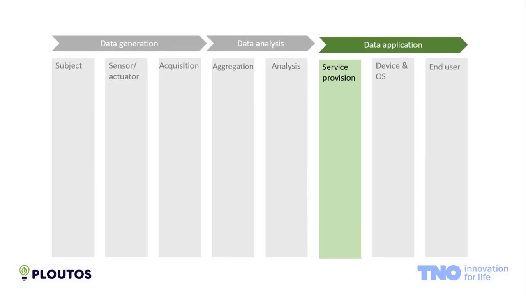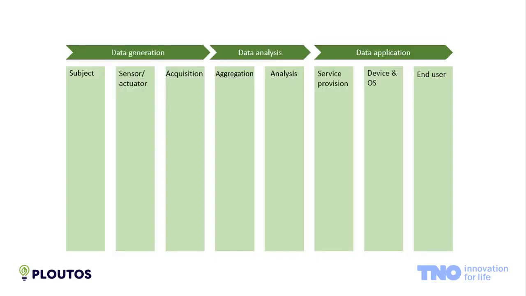Three columns are left for the last category. In the Service Provider column you can define which channels you want to use to showcase the data insights that you have generated. For example, applications, websites or dashboards. In the Device and Operating System column you can specify how end users can access these applications. In the last column you describe who will be the end user and why.